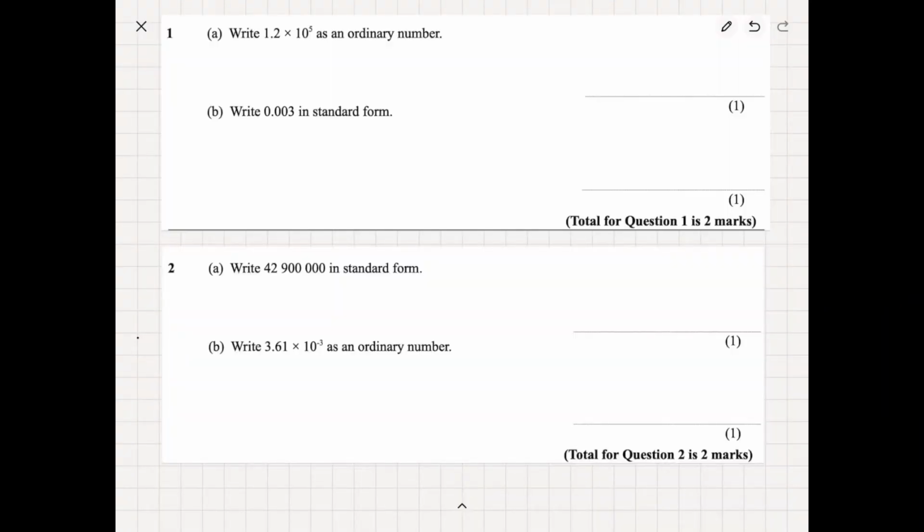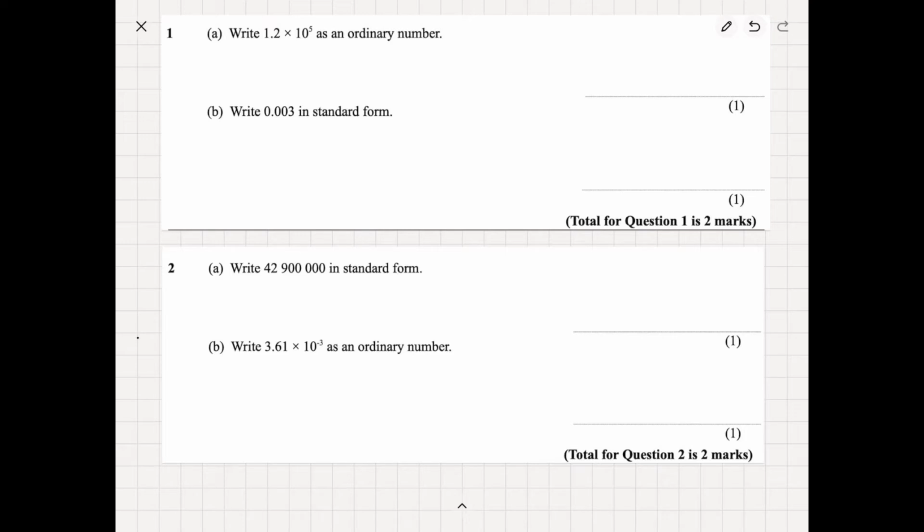So let's get on to some questions here. These are GCSE format, however, you will see something very similar at around about an E or maybe even a C level in Sweden. So the first question here is write 1.2 times 10 to the power 5 as an ordinary number. Now what this means is basically our answer is going to involve a 1 and a 2 in it. Now what I do is I do a counting rule for this.